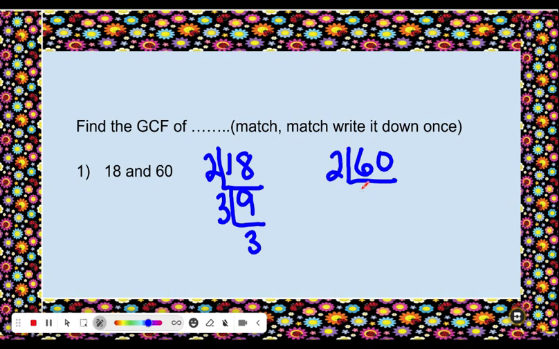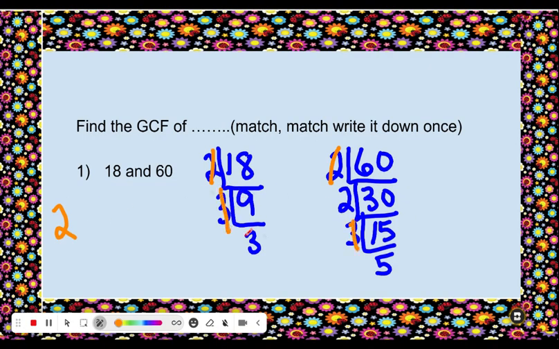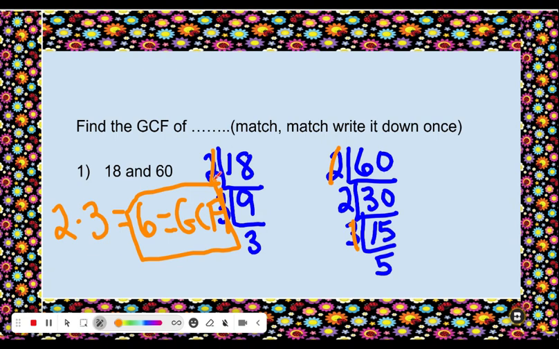60. Break down 60 to 30. Half of 30 is 15. And then 3 times 5 is 15. All prime numbers stop. So match, write it down once. Match, write it down once. There's nothing else that matches, so 2 times 3 is 6. So the greatest common factor of 18 and 60 is 6. So remember, you're breaking the number into its factors.